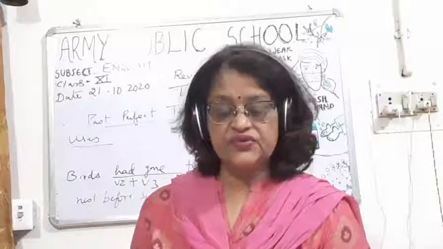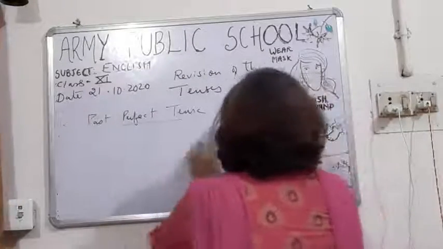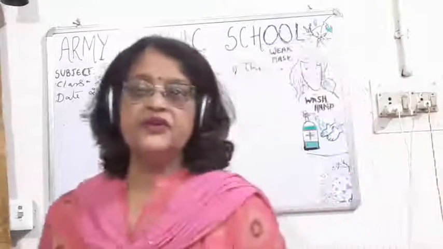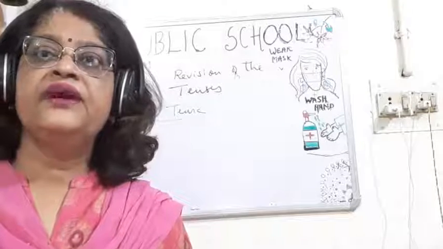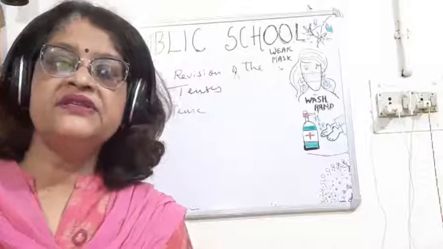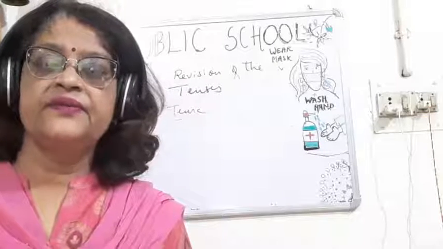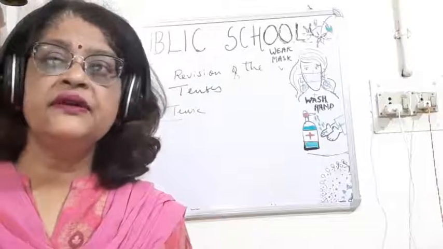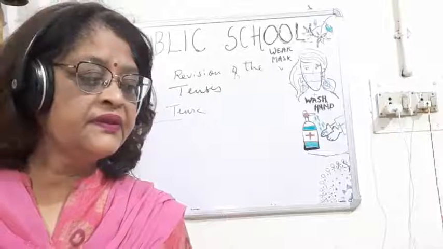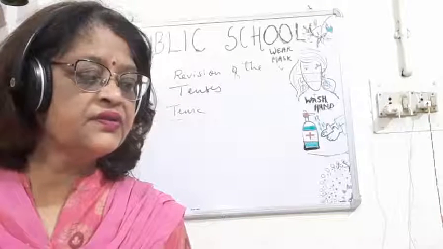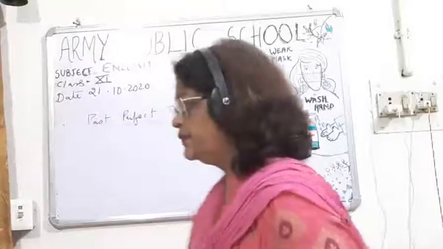Now children, the other use is a bit complicated. Try to understand it. Whenever we have two actions, the former action, what is the meaning of the former action? That is the first action. That will always be in the past perfect tense. Like children, I am going to tell you one example.